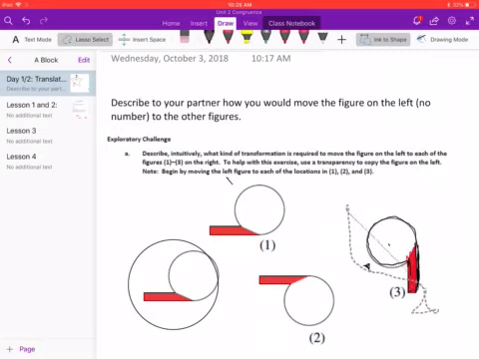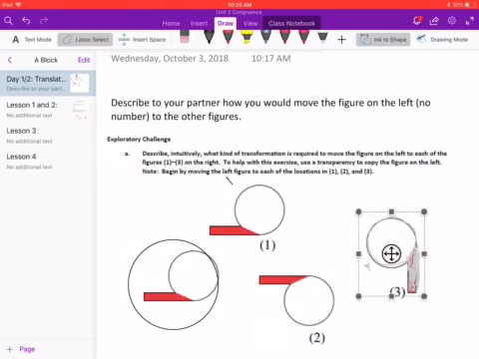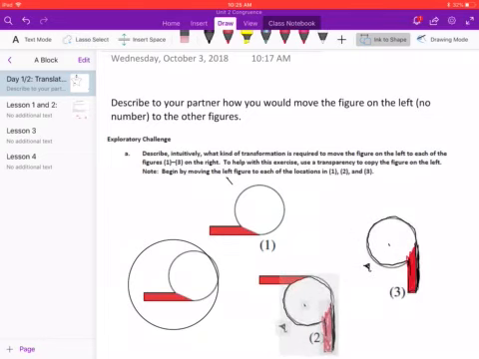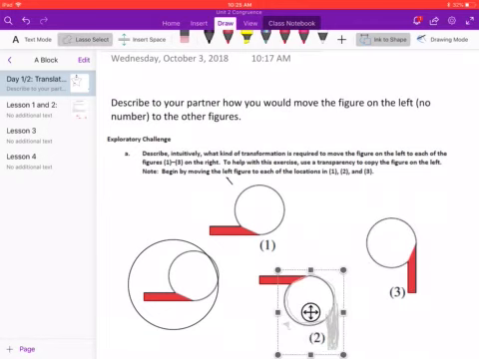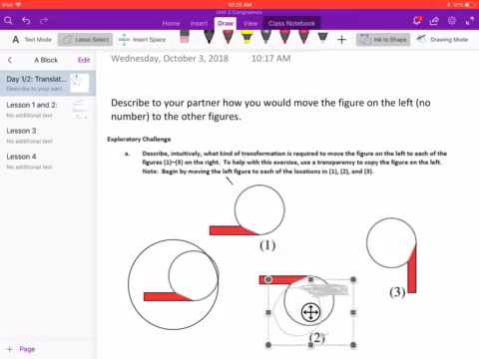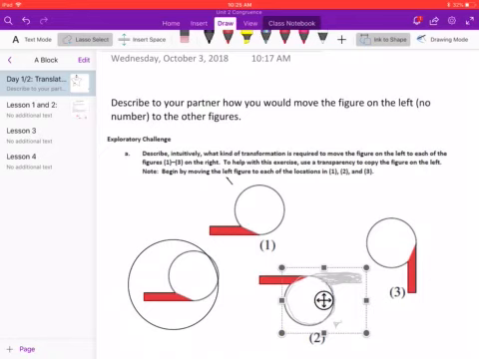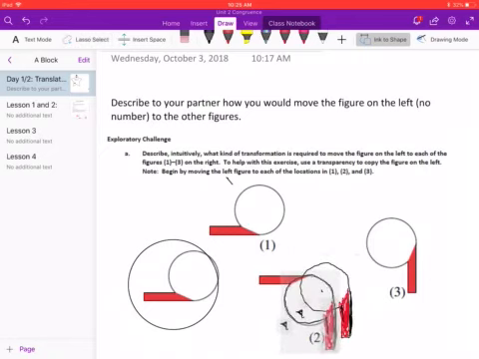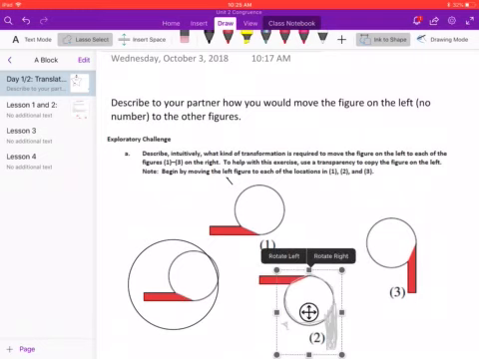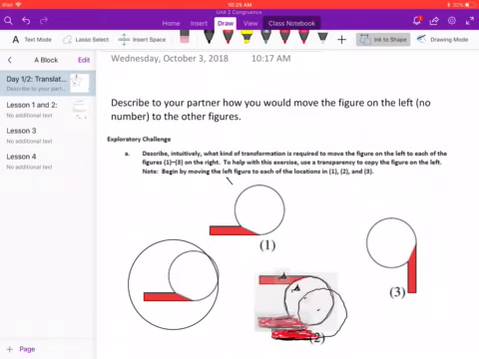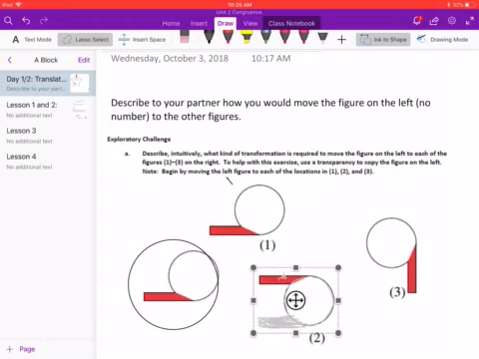So if I lasso this whole thing again, I move it over, and now let me see if I can rotate it. Let's rotate to the left. That didn't work. Let me rotate to the right. That didn't work. Let me rotate to the right again, see if that works. And it still doesn't work. There's no way I can do it by rotating it.